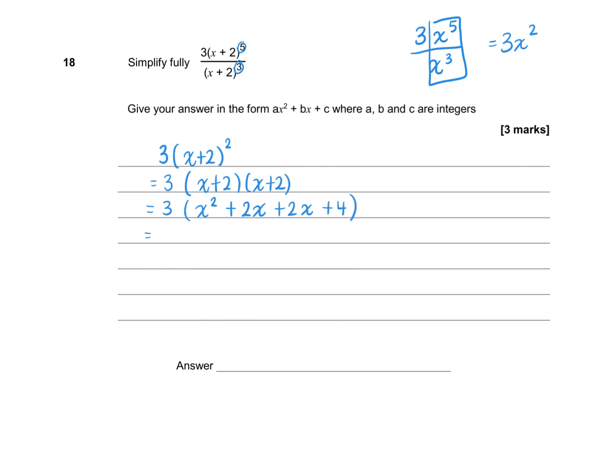And then simplifying that down, 3 times (x squared plus 4x plus 4), and expanding that 3 across, 3x squared plus 12x plus 12. Done. We've got all integers there. That is all we're looking for: 3x squared plus 12x plus 12. How lovely is that? Everything's positive, nothing crazy happening in that question.